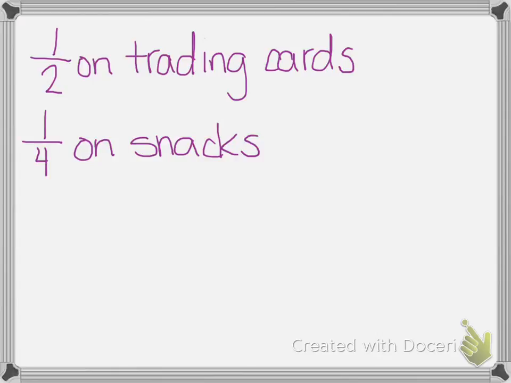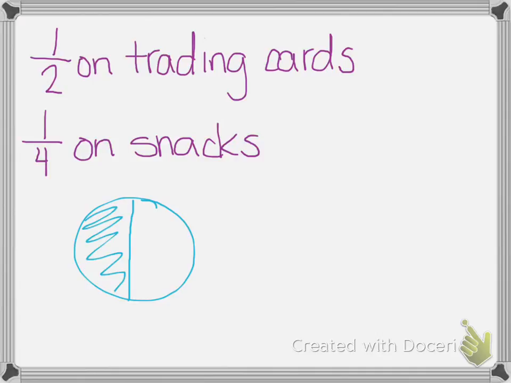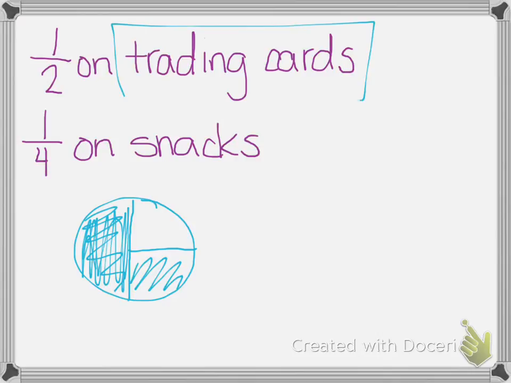Number 3 said Marcus spent half of his allowance on trading cards and 1/4 of his allowance on snacks. Did he spend more on trading cards or on snacks? So if he spent half of his allowance on trading cards, that would be 1/2. He spent 1/4 on snacks. So if we look at the picture, 1/2 is much larger than 1/4. So trading cards is what he spent more of his money on.